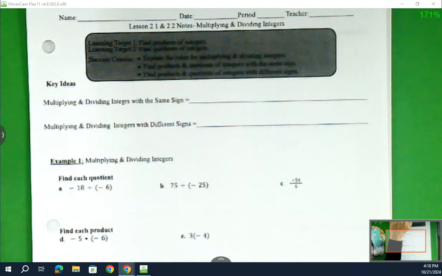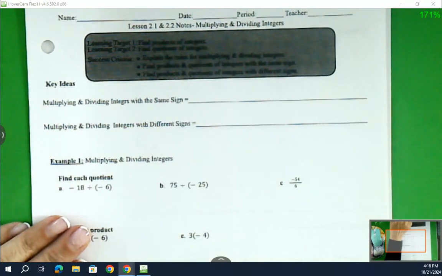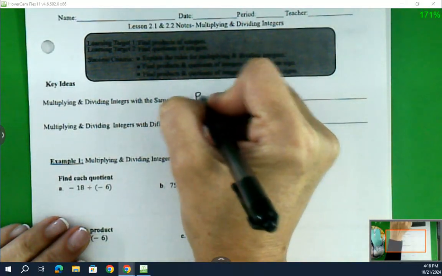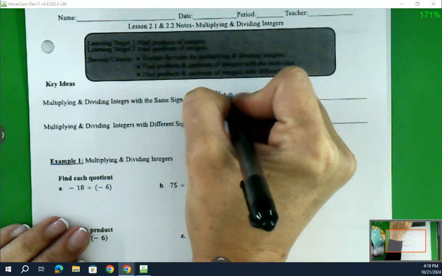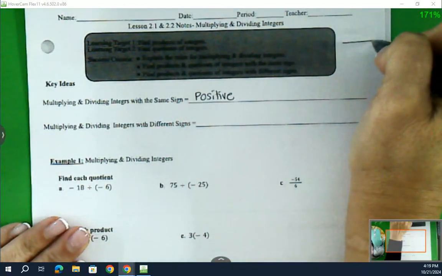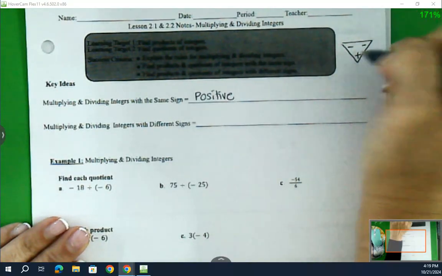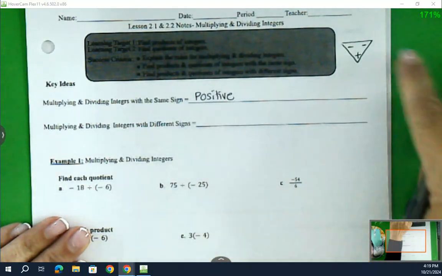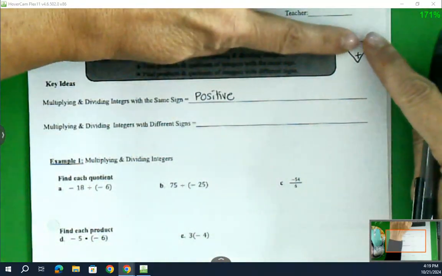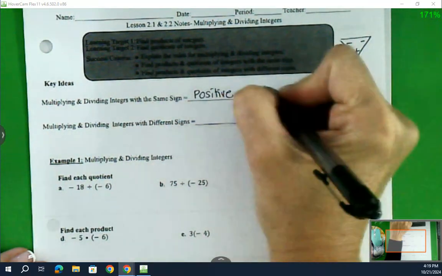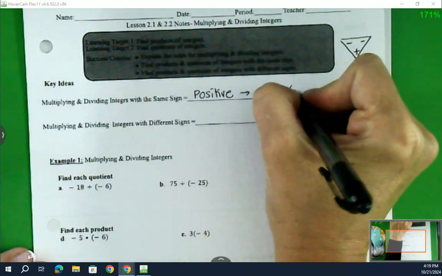Okay, welcome. This is lesson 2.1 and 2.2 notes on multiplying and dividing integers. For multiplying and dividing integers with the same sign, our answer will be positive. And remember, we use that triangle symbol to help us remember with positive and negative numbers. So if we have a negative times a negative, we cover those corners and we know that our answer is positive. So some examples, 2 times 3, well, that's always positive 6.